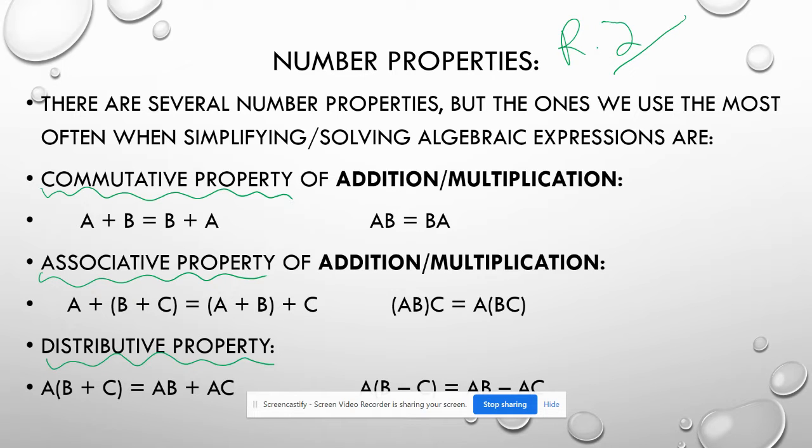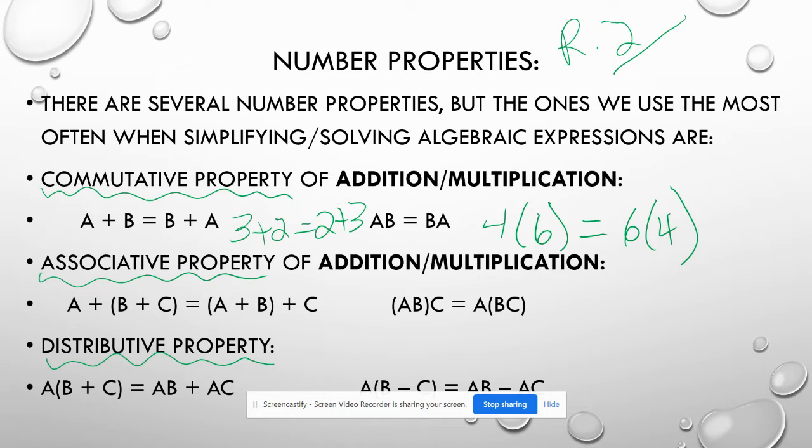So a reminder that commutative property of addition or multiplication means that, for example, 3 plus 2 is equal to 2 plus 3. Or 4 times 6 is equal to 6 times 4.